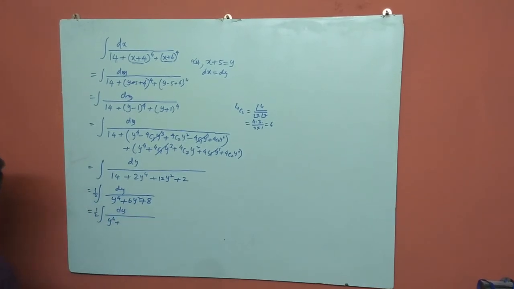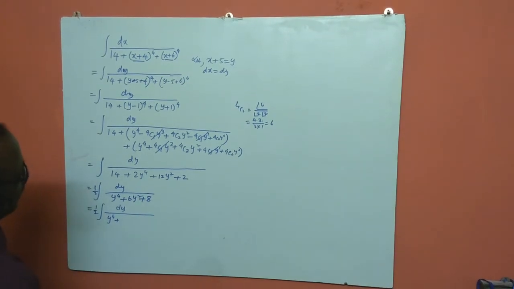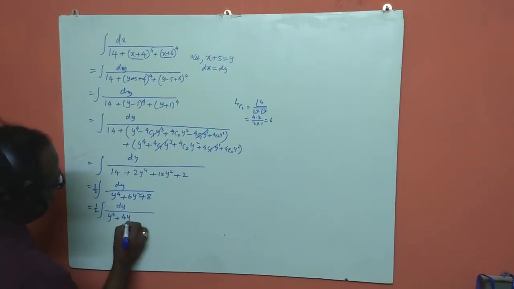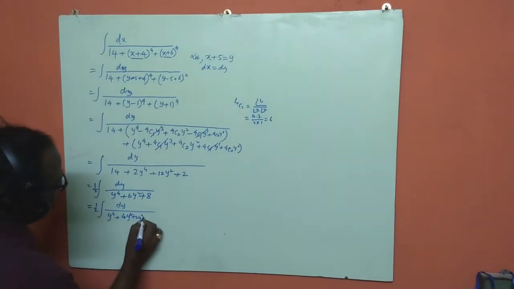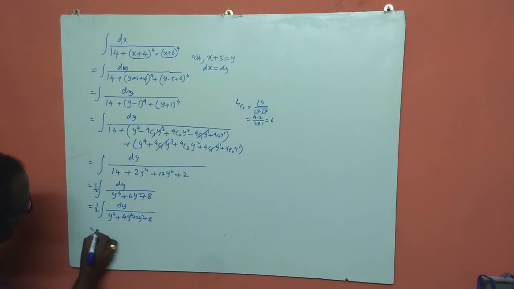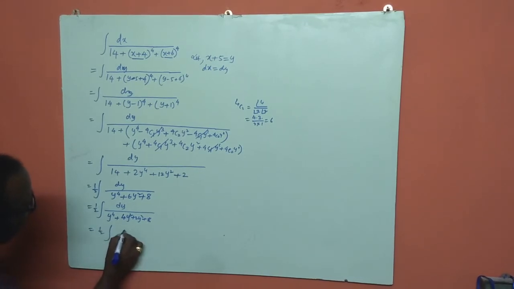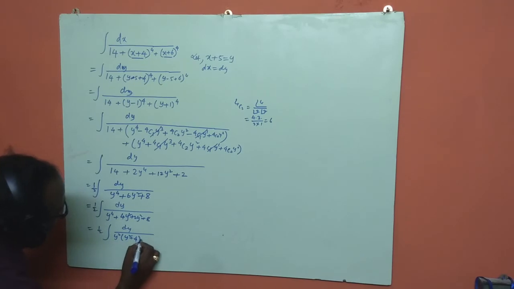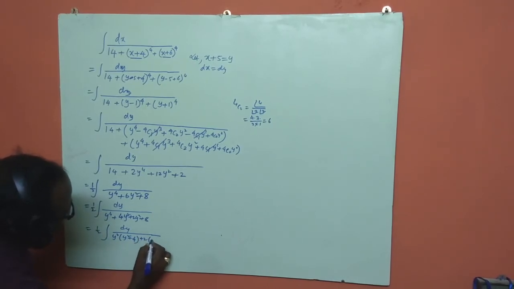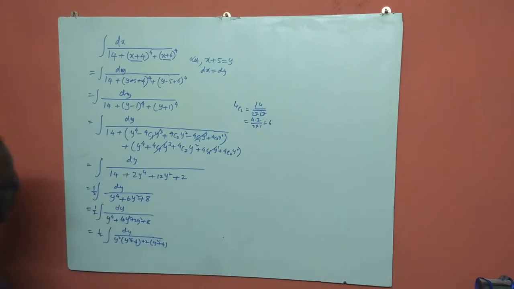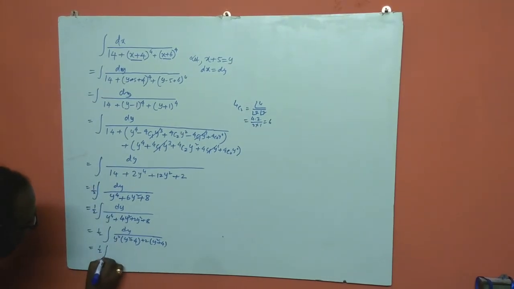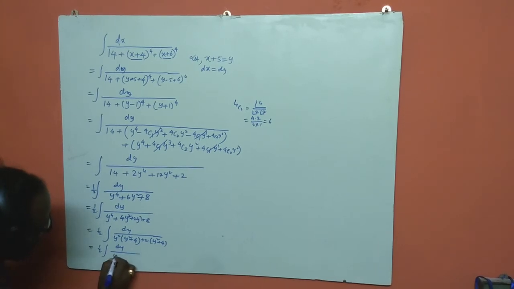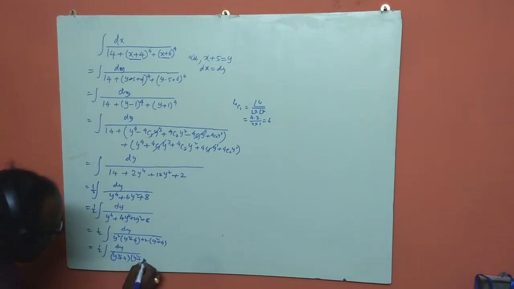Y cube are 4, 8, 4 2s are 8, and 4y square and 2y square plus 8, and this is equal to dy over, taking common y square from first two terms, then we got y square plus 4, and also taking common 2 from the next two terms, then we got y square plus 4, and therefore is equal to half dy by y square plus 4 and then y square plus 2.